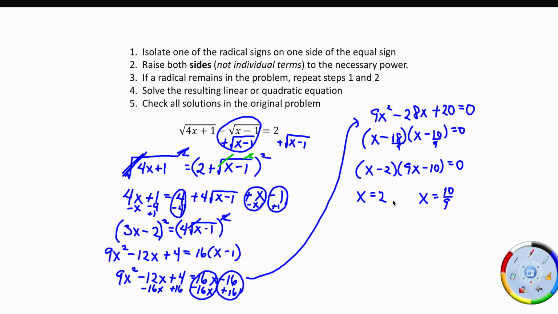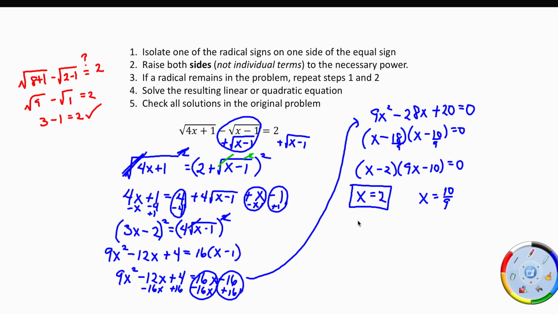So let's start with the 2 in the original equation. Square root of 8 plus 1 minus the square root of 2 minus 1, is that equal to 2? Is the square root of 9 minus the square root of 1 equal to 2? Is 3 minus 1 equal to 2? Yes. So that one works.